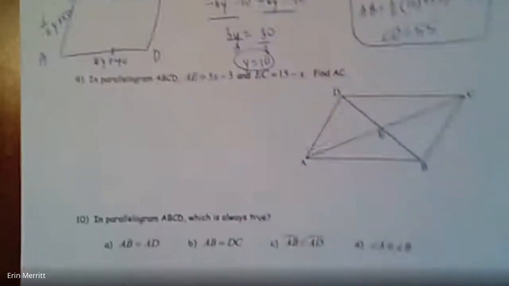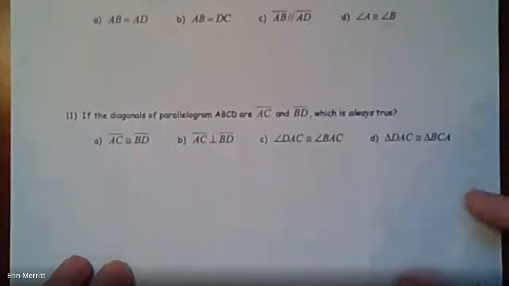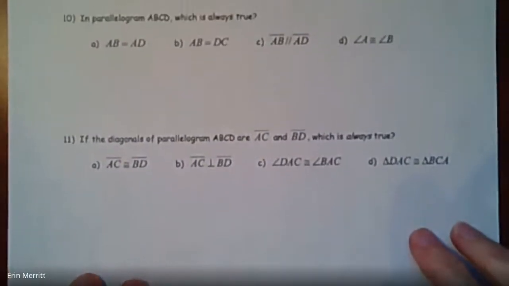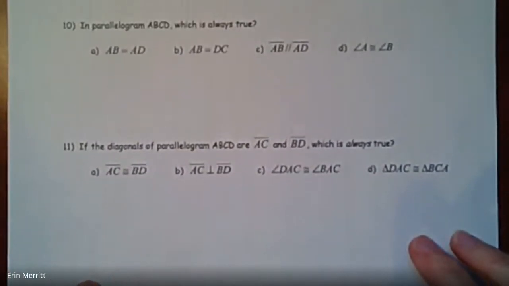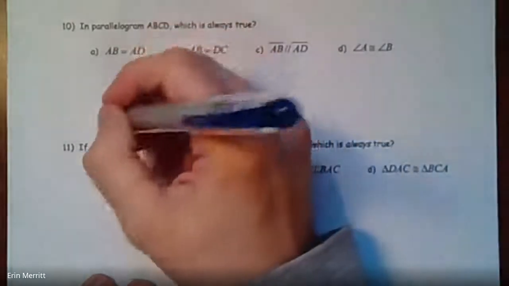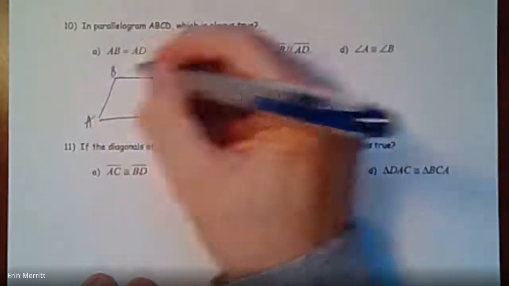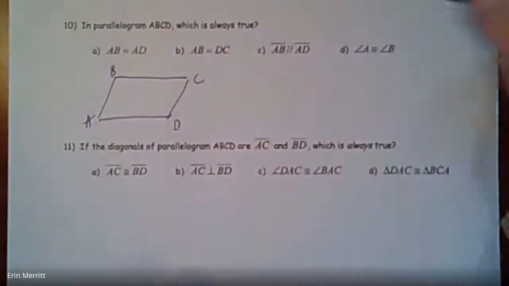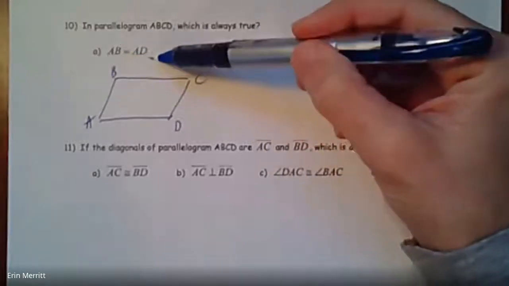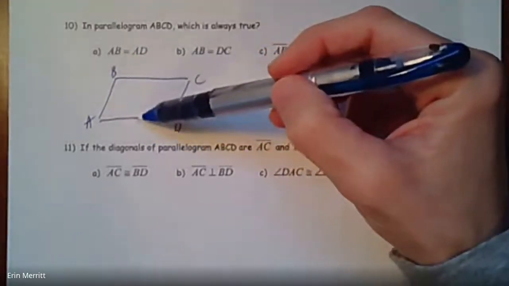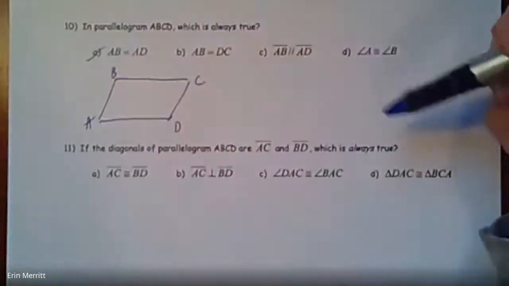All right. As for what's left, I'm going to skip number 9, but I want to look at one of the multiple choice questions here. So number 10, it says in parallelogram ABCD, which is always true. So again, give yourself a little visual. So A, B, C, D. All right. AB equal to AD. So this equal to this. Not necessarily. All right. Does not have to be true.